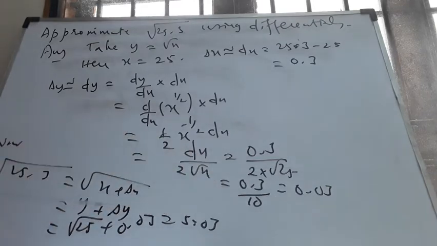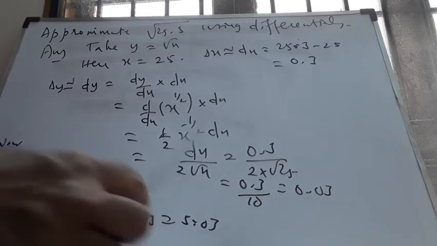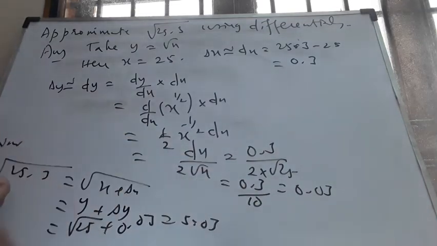So 0.03. Now root of 25.3, in terms of x and delta x, I can write as root of x plus delta x, with x as 25. When there is a change in the variable x of delta x, the corresponding change in the variable y is delta y. Now for root of 25 plus 0.03, 5.03 will be the final answer. Okay, I think it's clear to you. Just listen carefully.